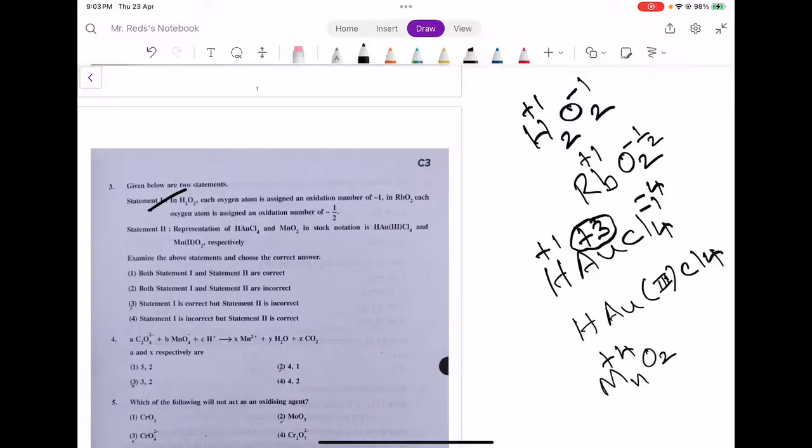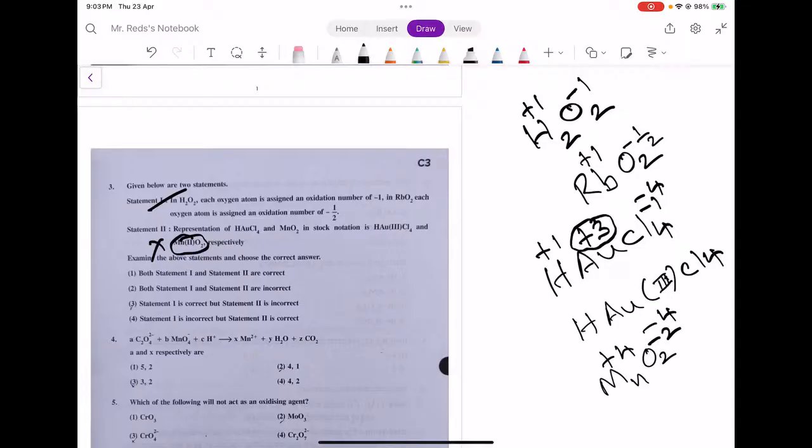Why? Because each oxygen has -2. 2 into -2 is -4. Manganese should be +4. But here manganese (II) is given. So this is wrong. Statement 1 is correct. Statement 2 is incorrect. So which option is correct, students?